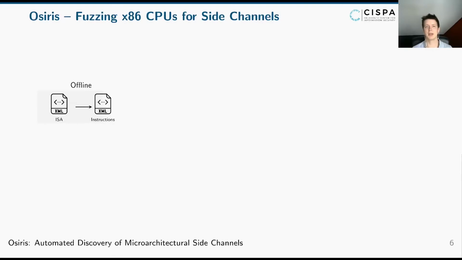And with this idea in our mind, we can build our fuzzer Osiris, which fuzzes x86 CPUs for their potentially unknown side channels. And the idea is very similar, it's very easy. So we start with a human-readable and machine-readable x86 instruction set, for example, the XML description of the x86 set. And then we just generate sequence triples out of them. And for that, we assume that every such sequence consists of exactly one x86 instruction. And then we just generate all possible permutations.